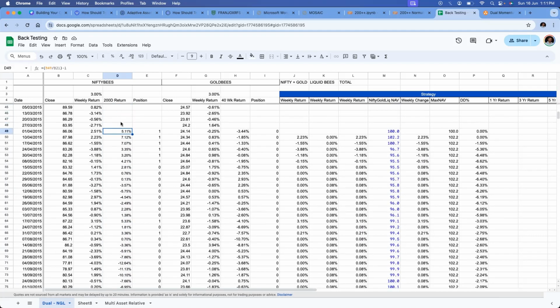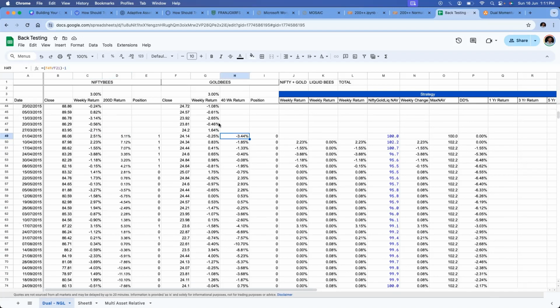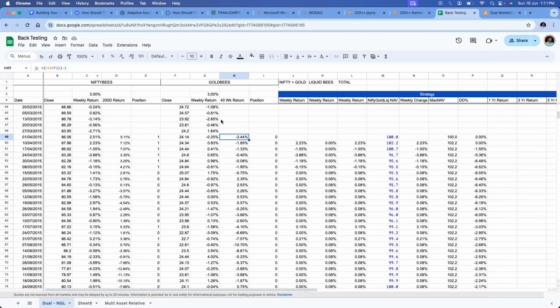If you were to interpret this 5.11%, what it means is that as of the end of 1st April 2015, the closing price of Nifty BeES was 86.06. Over the last 1 week, it gave a return of 2.51%. And over the last 200 days, it has given a return of 5.11%. The same thing we'll do for Gold BeES as well. You can check the formula, F49 divided by F21 minus 1. This gives the 200-day return of Gold BeES. It is either 200-day return or 40-week return, both the same.